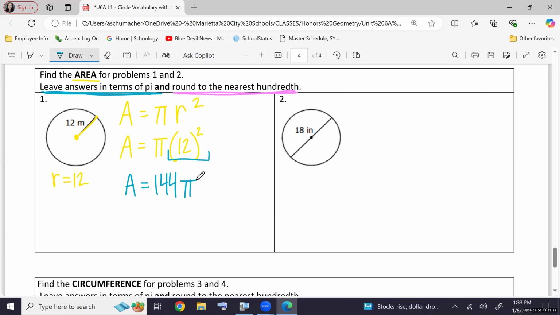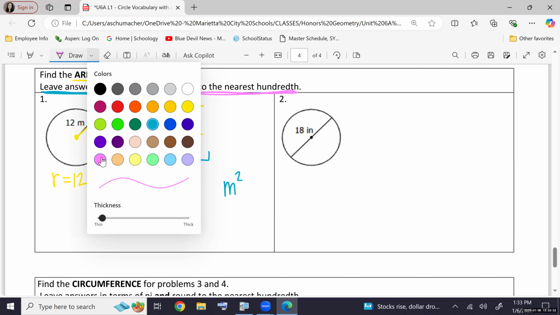We are dealing with area, so we want to have our units. This is in meters, so the area is meters squared. So our answer, our area, is 144 pi meters squared. That is the exact form, or the answer in terms of pi.